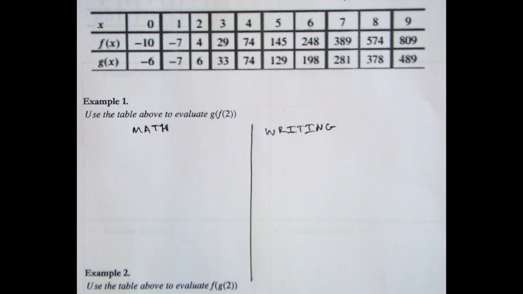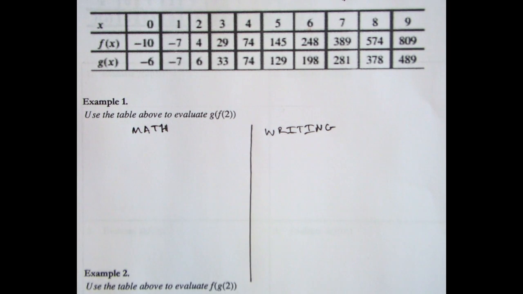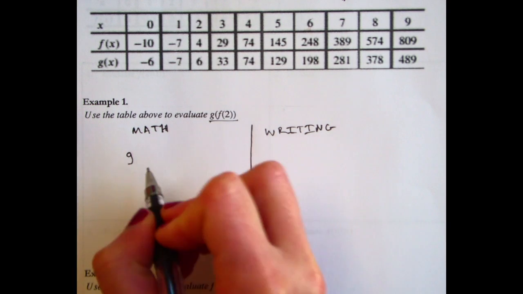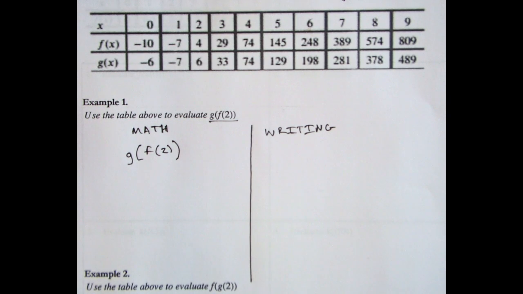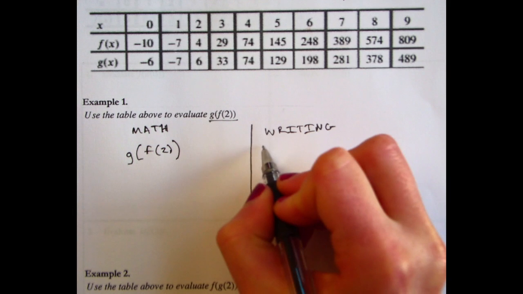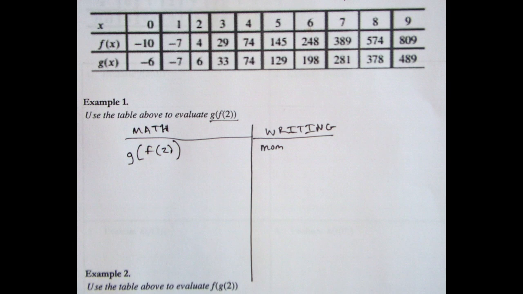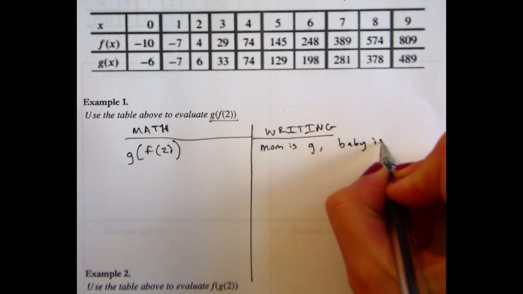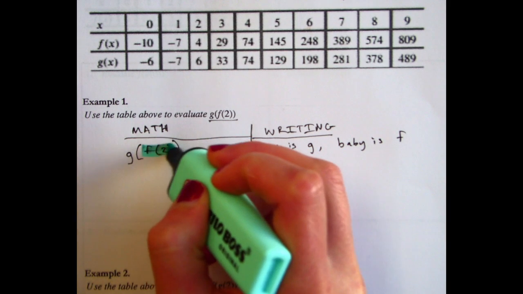Here, a good thing to do first would be to identify the mom and the baby function. So I'm just going to rewrite the expression I was given, g of f of 2. And the writing here is going to be: mom is g, baby is f. And let's keep going with the color coding. I have my baby function inside the mom, g.